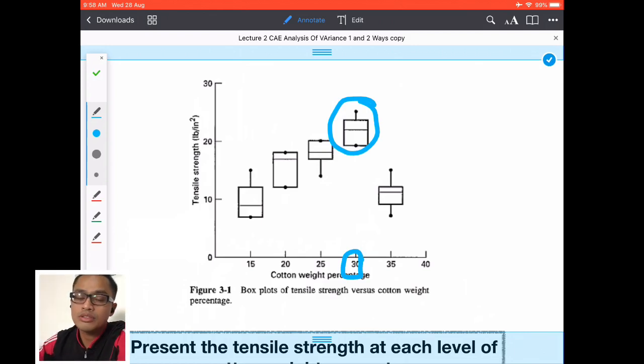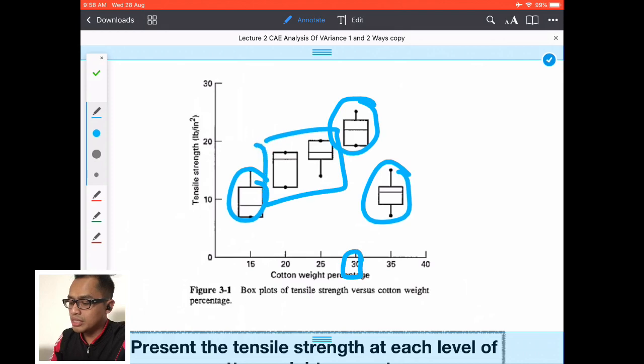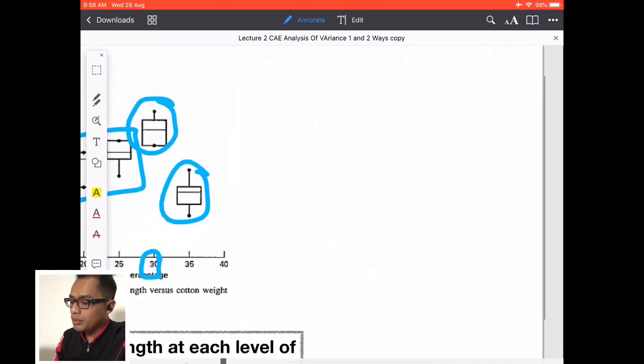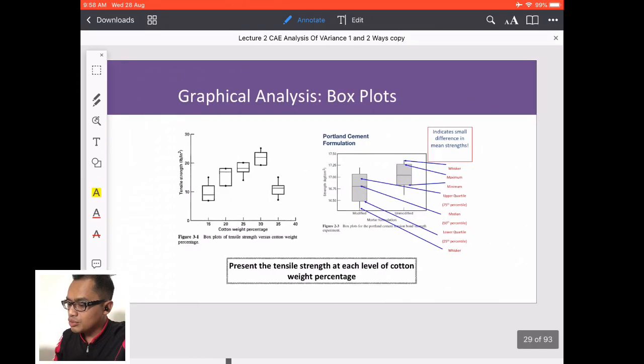But again, I want to remind you why we do statistical analysis, because we want to be cost efficient. We want to know if there are other ways to cut costs. Reason being, the higher the percentage of cotton, the higher the cost that you put inside these shirts. If you can reduce the weight percentage, that means you can reduce some of the costs, which is the cotton cost, all right? So you can see here, 15% and 35% have the least amount of strength, while these two are somewhere in the middle.